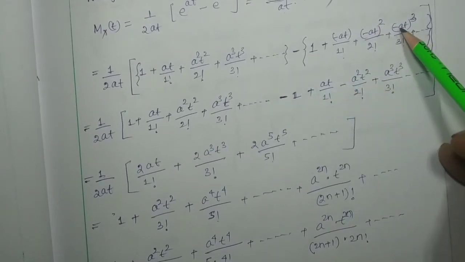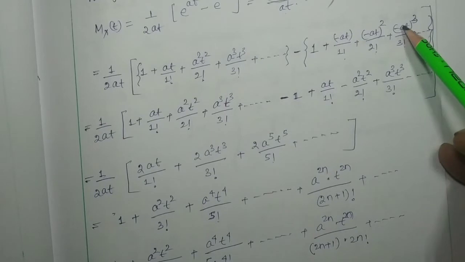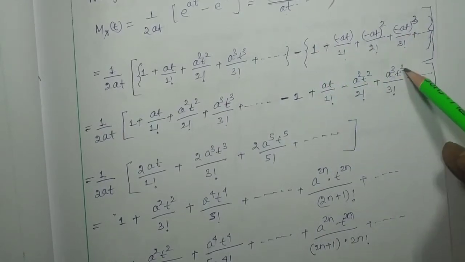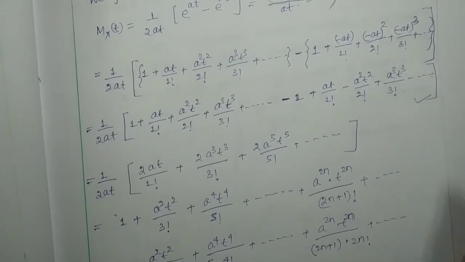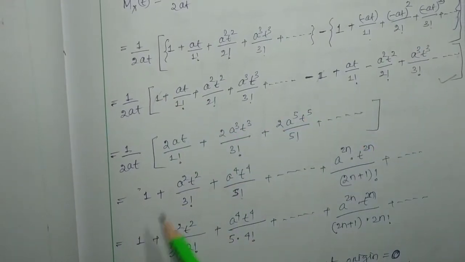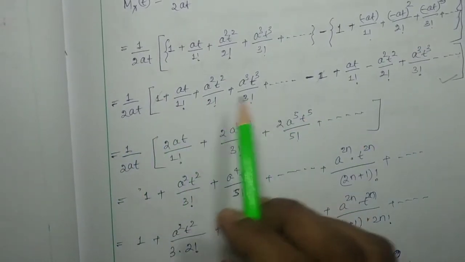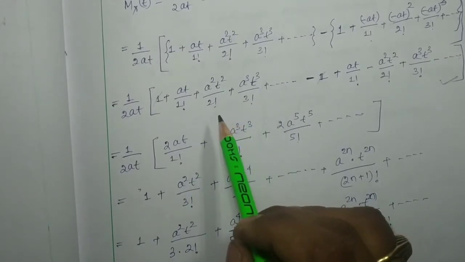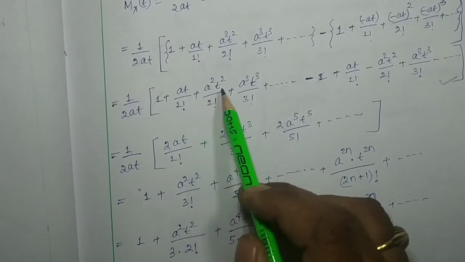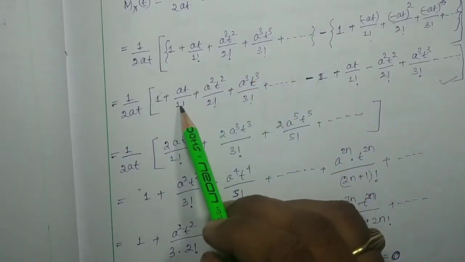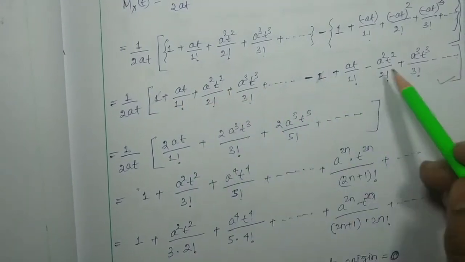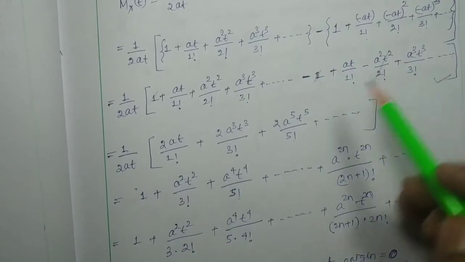This is 8aq. If we consider the power is 3, the negative will become positive: aqtq by 3 factorial, and so on. Simple, very simple. Here you can see that plus and minus got cancelled, all even order terms are going to be cancelled out. See here, 1 got cancelled, a square t square by 2 factorial minus a square t square by 2 factorial will be cancelled out.